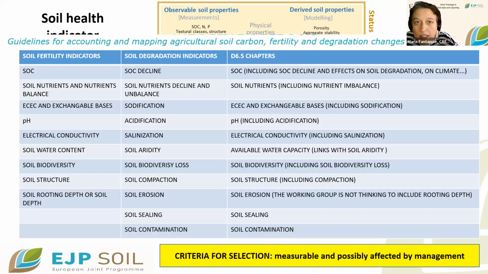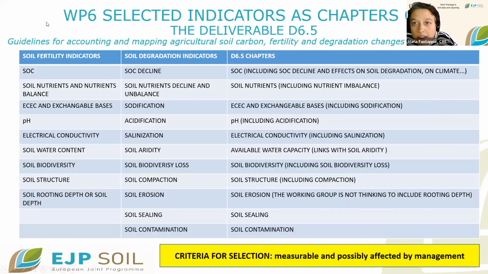And so currently in the Working Package 6, we are starting the writing of a deliverable named Guidelines for Accounting and Mapping Agricultural Soil Carbon Fertility and Degradation Changes. We held a lot of meetings to define how to deal with this deliverable, and then we selected a set of soil properties as soil indicators, which we have defined as linked either to fertility or to degradation. Our criteria for this selection was to have properties which are measurable and possibly also affected by management.